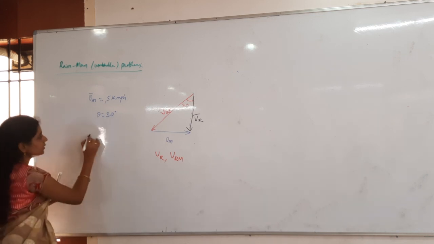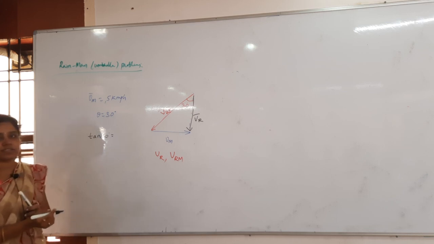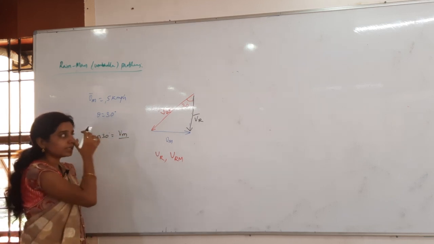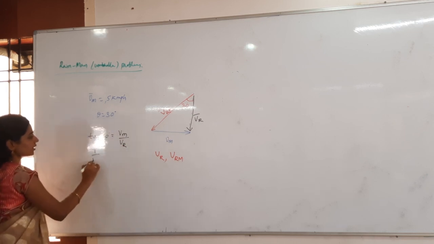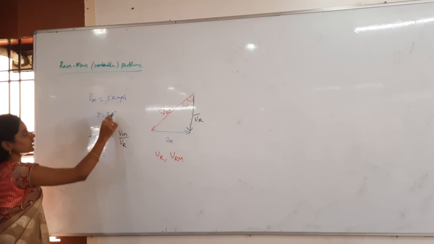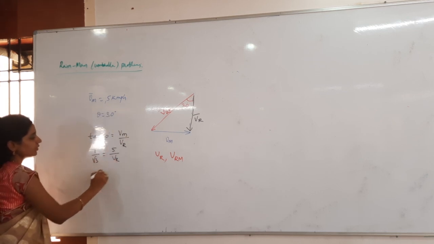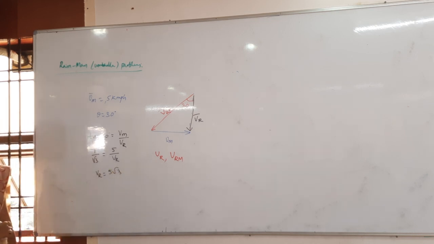If I take tan 30 is equal to, who is opposite for tan 30? Vm is opposite, divided by who is adjacent? Vr is adjacent. Tan 30, what is the value? 1 by root 3 is equal to Vm, how much have they given? 5, divided by Vr, which you have to find out. Then Vr is equal to how much? 5 root 3. This is the Vr value.